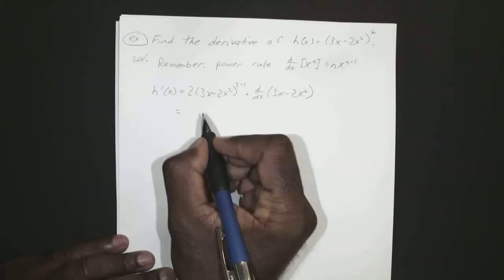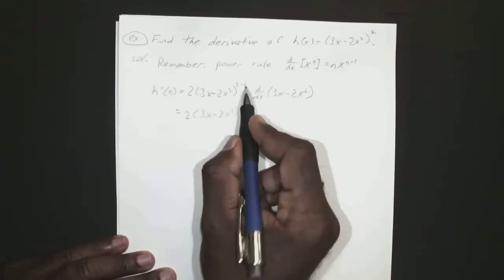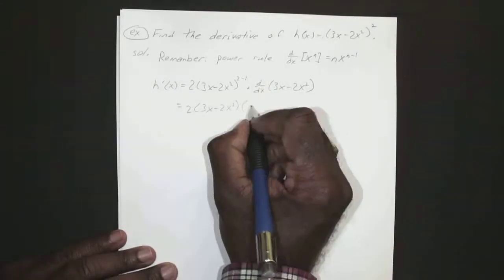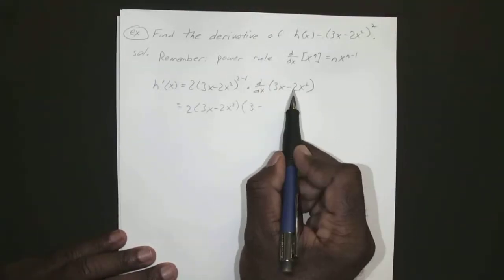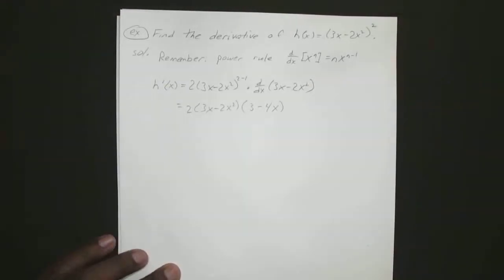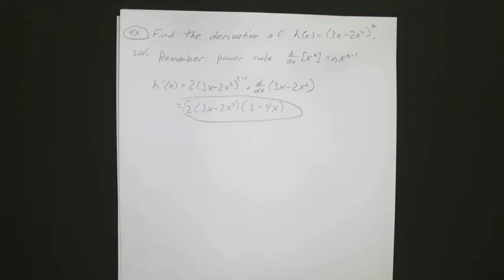All right, so that's going to equal 2 times (3x minus 2x squared) to the first power times the derivative of 3x, which is just 3, and the derivative of negative 2x squared, we're going to bring down our 2, so you have minus 4x. Okay, so this would be your answer there. All right, any questions on that one?